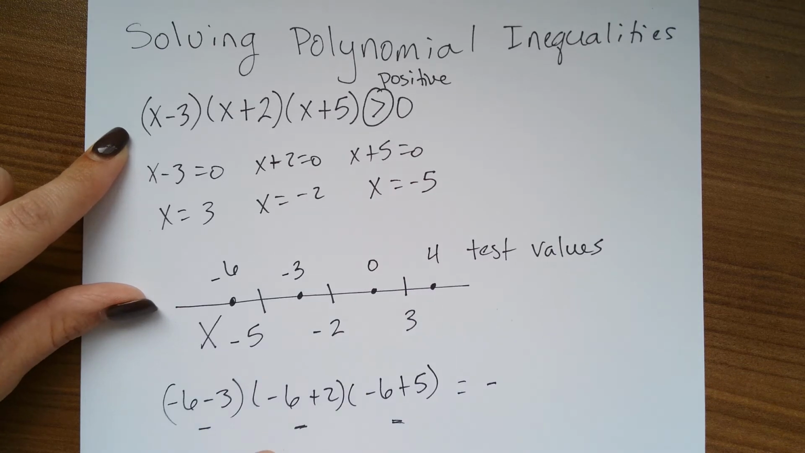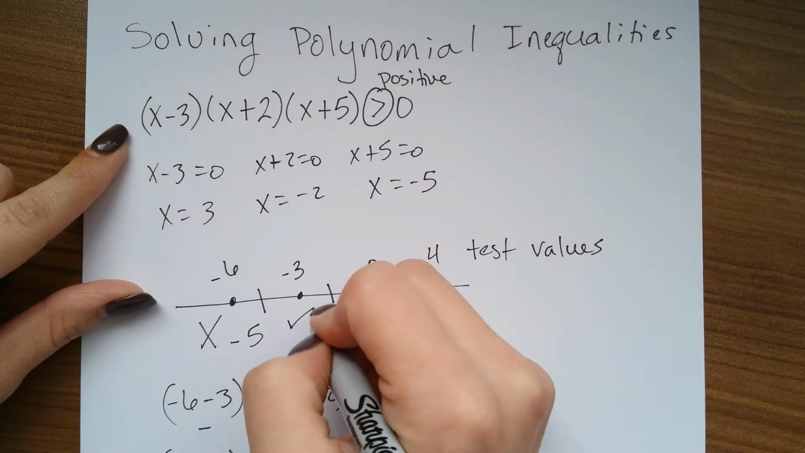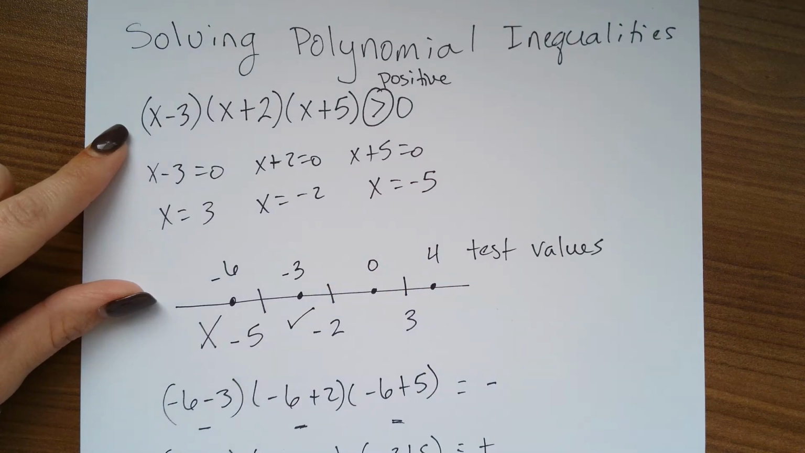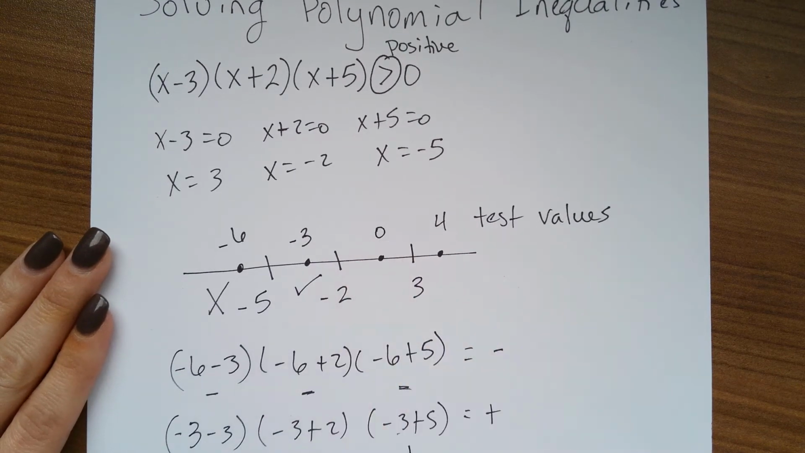Now I'll do negative 3. So negative 3 minus 3, negative 3 plus 2, negative 3 plus 5. Negative 3 minus 3 is negative, negative 3 plus 2 is negative, negative 3 plus 5 is positive. So a negative times a negative is a positive times a positive gives me a positive. In this problem I am looking for positive values, so I know everything in between negative 5 and negative 2 is part of my solution.